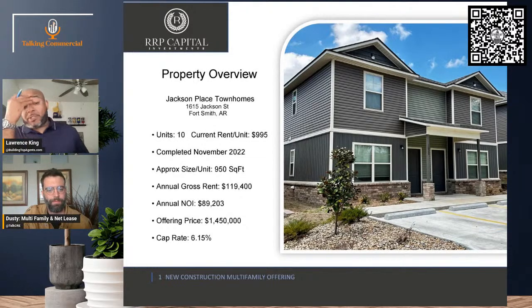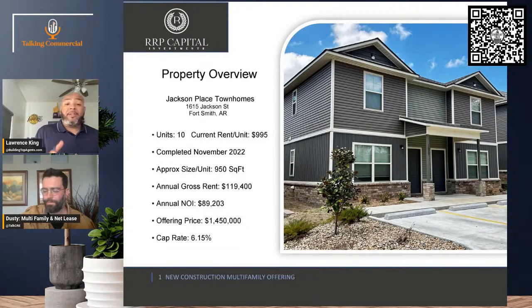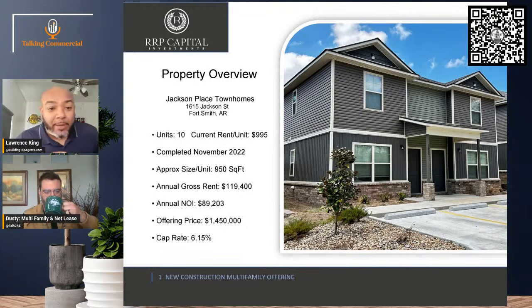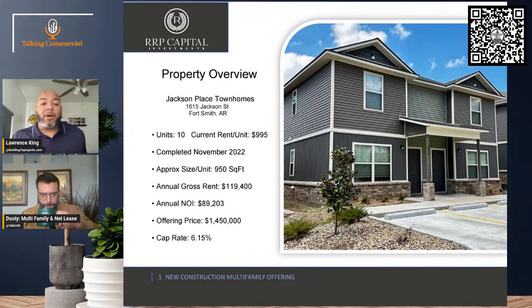So let me ask you this question, Dusty. For this type of deal right now, and this is located where exactly? This is Arkansas. So on average, when you're looking at something of this magnitude, what cap rate are you normally getting, or what is the more accepted cap rate that people are looking for, percentage-wise? Is it 5% the bare bottom, or do you really want to be around the 6-8% range?